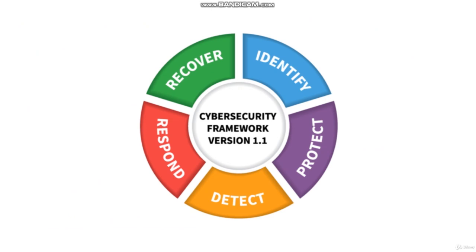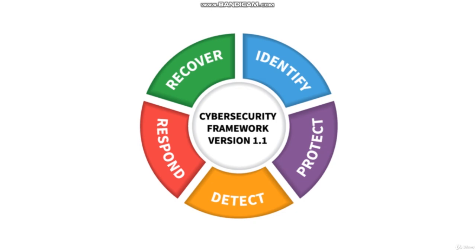So these are the 5 processes of the cybersecurity framework of version 1.1. First being Identify. In Identify, the main objective is to develop the organizational understanding to manage cybersecurity risk to systems, assets, data, and capabilities. The next is Protect. Develop and implement the appropriate safeguards to ensure delivery of critical infrastructure services.